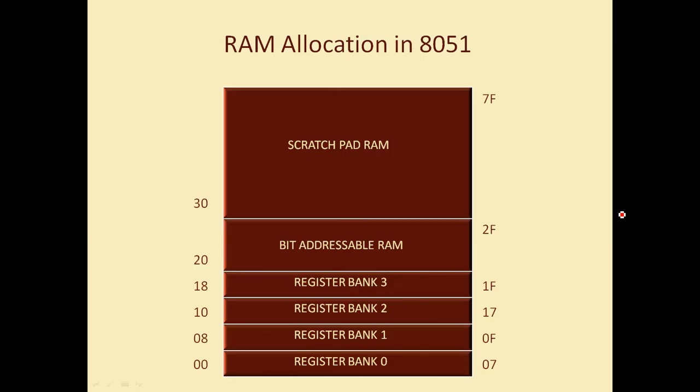So this is what I said. From 00 to 1F, these are four register banks, from 00 to 07, and then 08 to 0F, 1, 2, 3, 4 banks, and then from 20 to 2F bit addressable RAM, and the remaining part is scratch pad RAM.